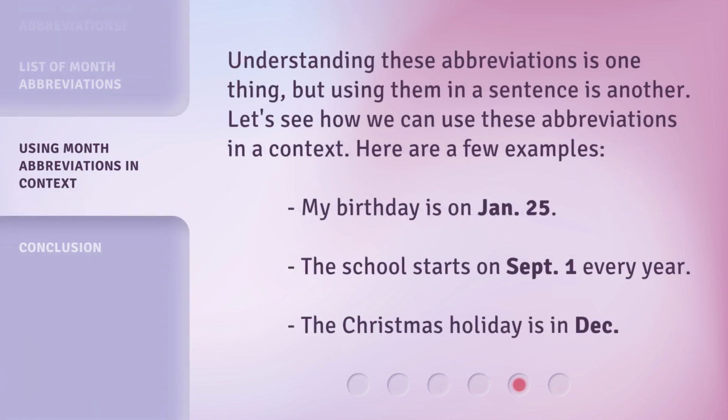Understanding these abbreviations is one thing, but using them in a sentence is another. Let's see how we can use these abbreviations in a context. Here are a few examples. My birthday is on Jan. 25th. The school starts on Sept. 1st every year. The Christmas holiday is in Dec.